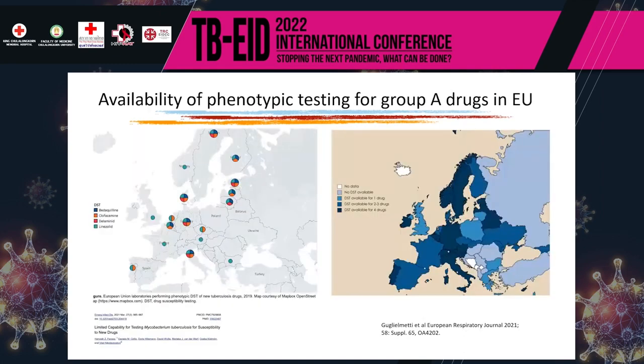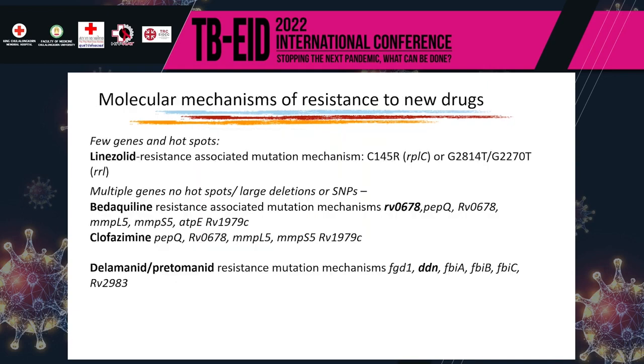This slide shows that also in EU countries, based on recent surveys conducted by two different groups, the situation for testing for the new drugs is not ideal, with few countries performing all 4 phenotypic DSTs and the majority performing 1, 2, or in some cases 3, in the EU.